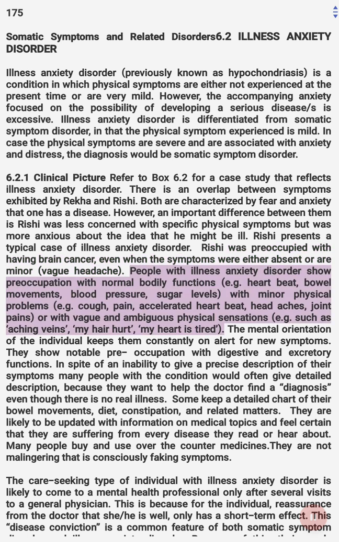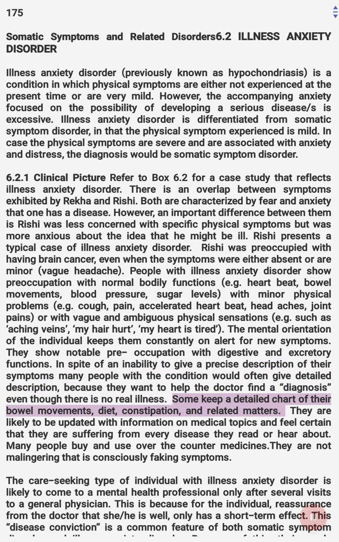People with illness anxiety disorder show preoccupation with normal bodily functions, for example heartbeat, bowel movements, blood pressure, sugar levels, with minor physical problems, for example cough, pain, accelerated heartbeat, headaches, joint pains, or with vague and ambiguous physical sensations, examples such as aching veins, my hair hurts, my heart is tired. The mental orientation of the individual keeps them constantly on alert for new symptoms. They show notable preoccupation with digestive and excretory functions. In spite of an inability to give a precise description of their symptoms, many people with the condition would often give a detailed description, because they want to help the doctor find a diagnosis, even though there is no real illness.